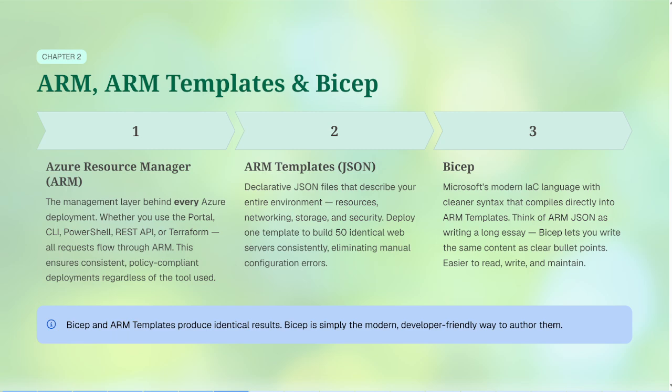ARM template file format is JSON, and Bicep is a simple language. Readability: ARM template is more verbose, and Bicep is cleaner and simpler. ARM template is more complex, but Bicep is easier. Deployment engine: Azure Resource Manager, and even in Bicep also Azure Resource Manager. ARM template also creates Azure resources. In the same way, Azure resources will be created in Bicep.